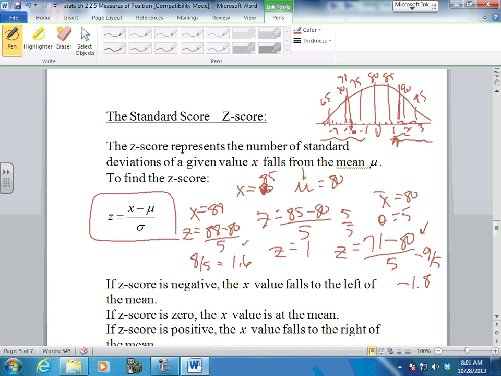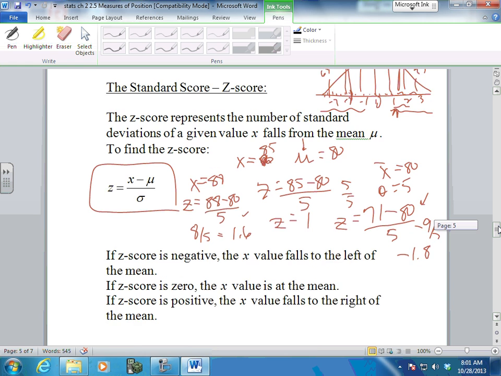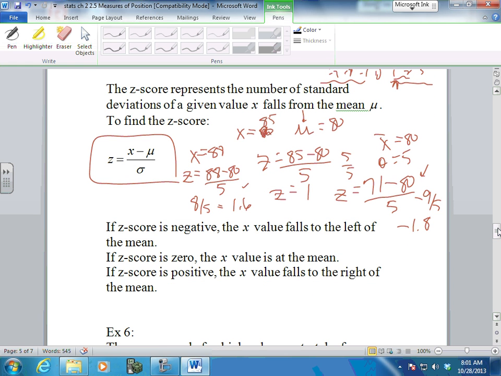So now we should be able to see what the percentages are below and above. Only we're not going to be able to use your chart for these percentages. We're not going to be able to use your curve. We're going to have to use a little chart to find this. I want you to just realize that if your score is negative, it falls to the left. If your score is 0, it's going to be in the middle. If your score is positive, it's going to be to the right.